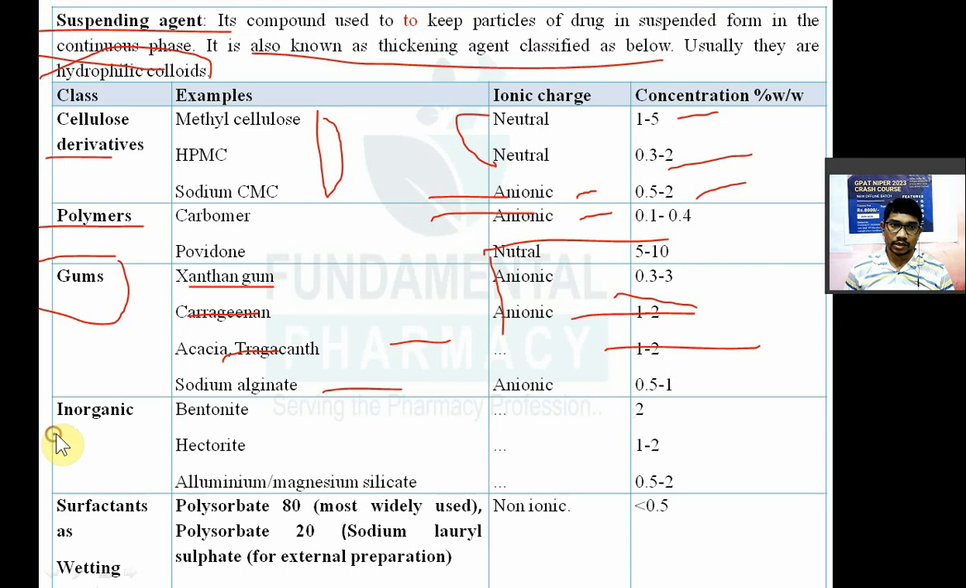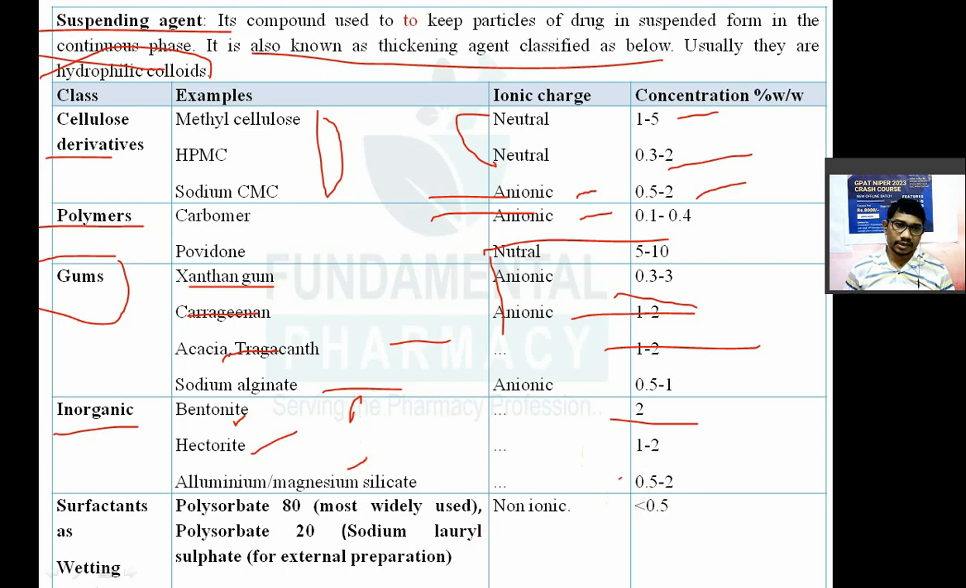Then inorganic, this question has come once. One of the following is known as an inorganic suspending agent used in suspension. Remember bentonite, hectorite, aluminum silicate and magnesium silicate. They have no charge. Up to 2% bentonite is used as a suspending agent. This is a clay. Hectorite is also a clay. Aluminum and magnesium silicate is used at 0.5 to 2%.